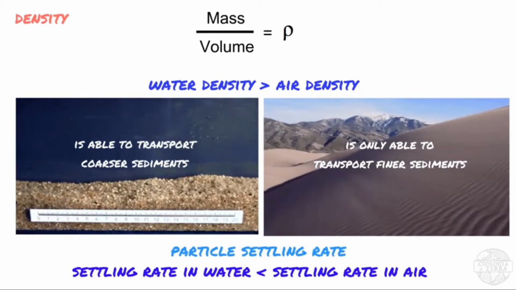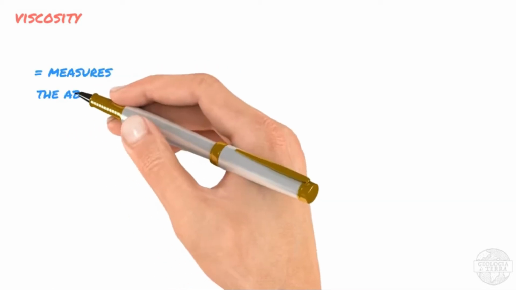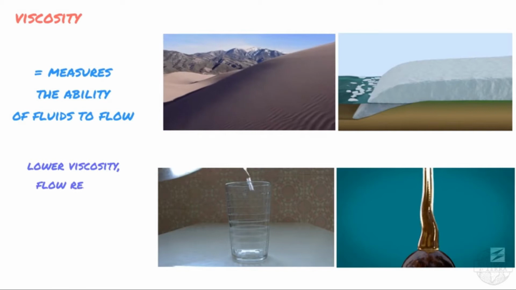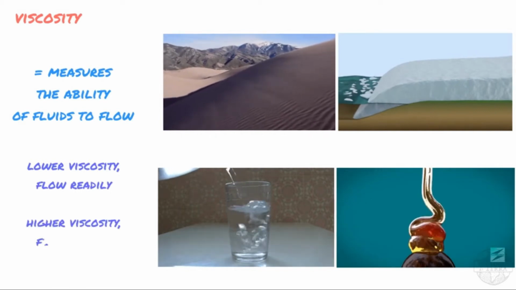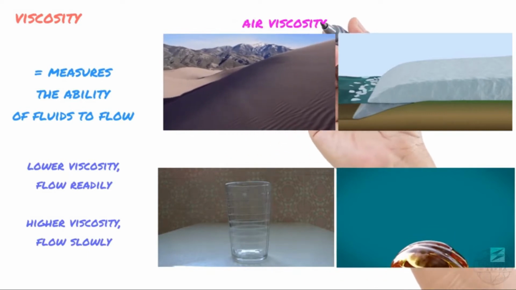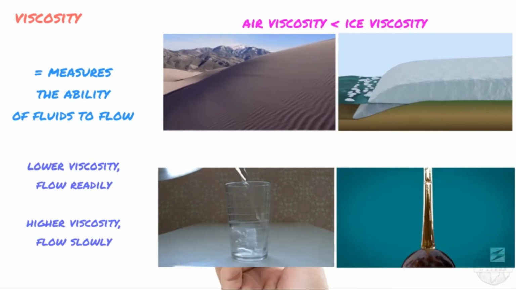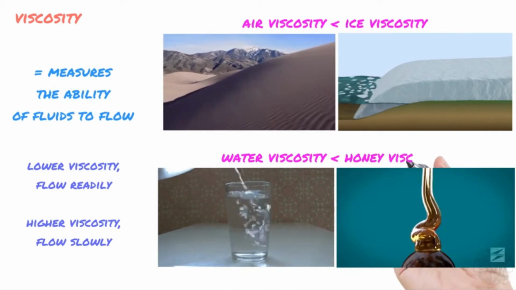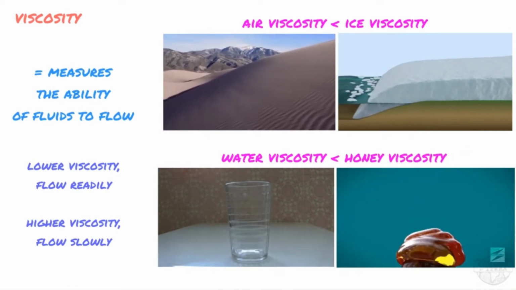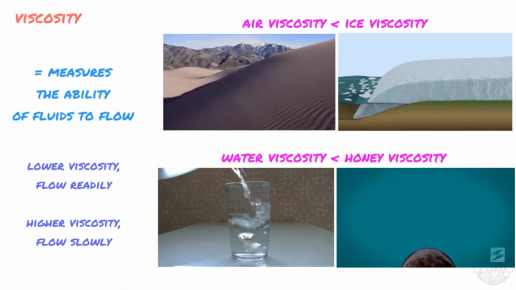Now, density is different from viscosity, which is just a measure of the ability of fluids to flow, where fluids with lower viscosity flow readily and fluids with higher viscosity flow slowly. For example, air has low viscosity relative to ice, and water has low viscosity relative to honey. This is important for us because viscosity plays a key role in the turbulence of water, as we'll see next.